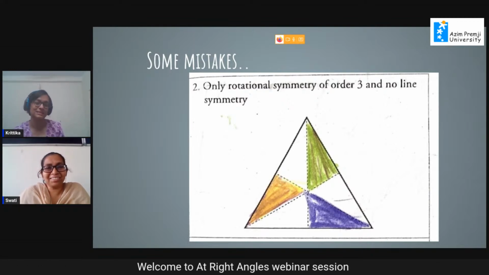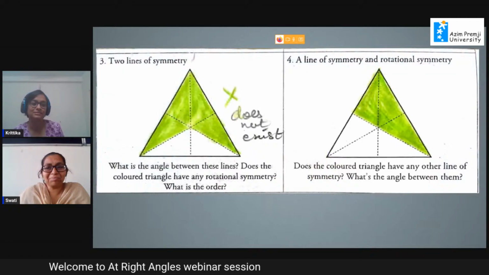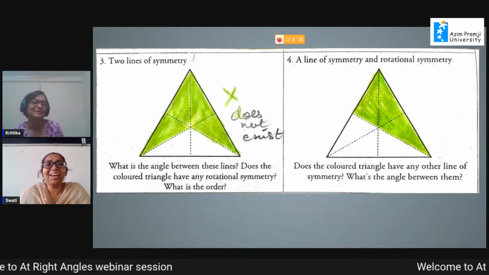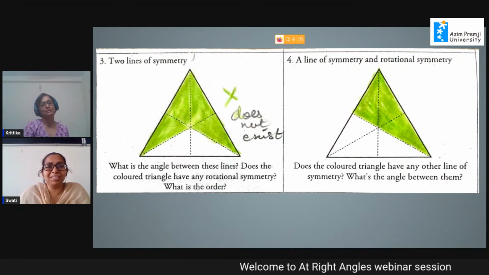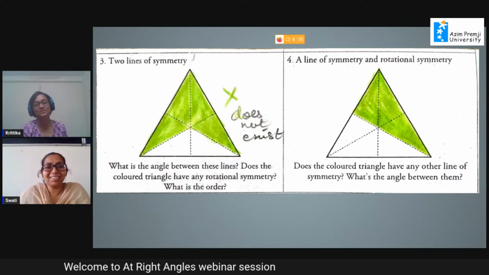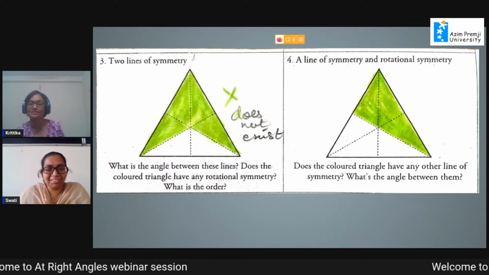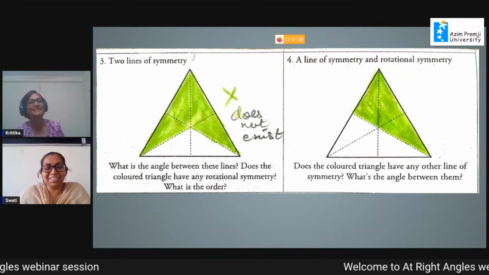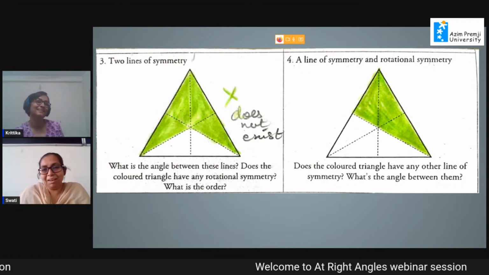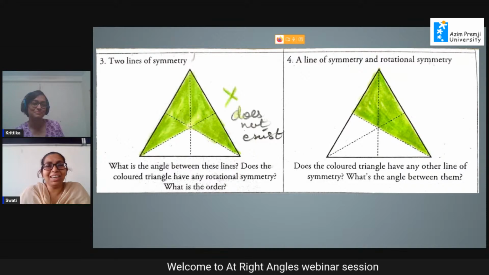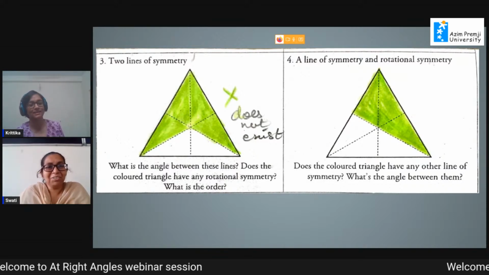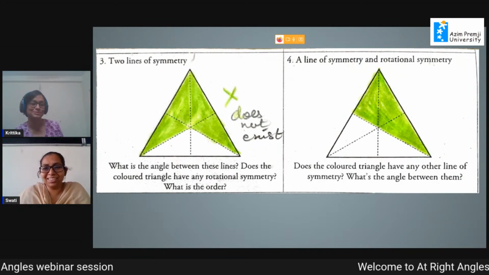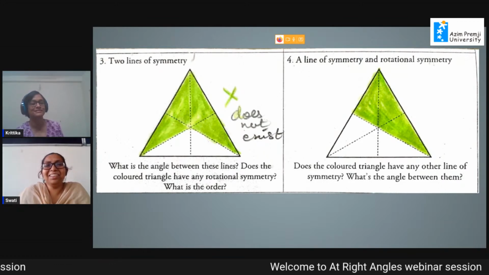Excellent. So then another one is this. Here the student was trying to have exactly two lines of symmetry, and then wrote that it does not exist, which was the ultimate answer. What he or she was trying to do is true. You can't have exactly two lines of symmetry, so from that perspective, it is correct.